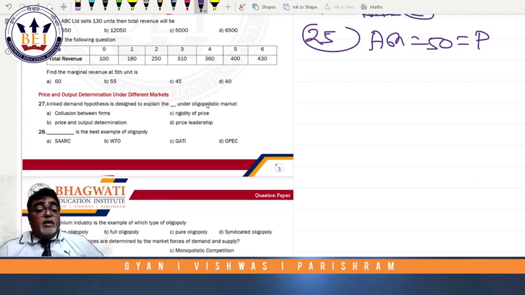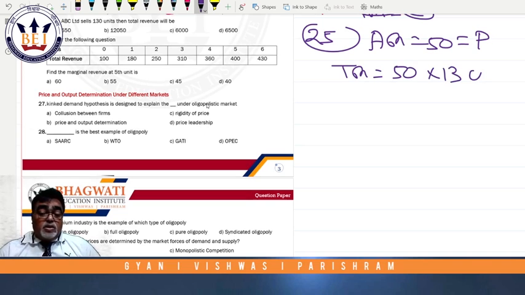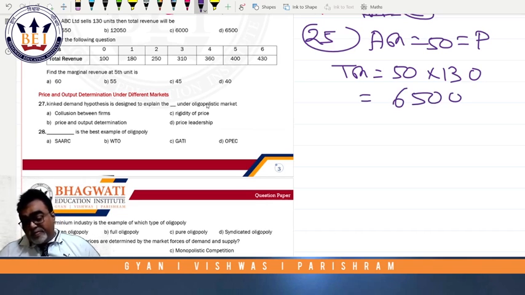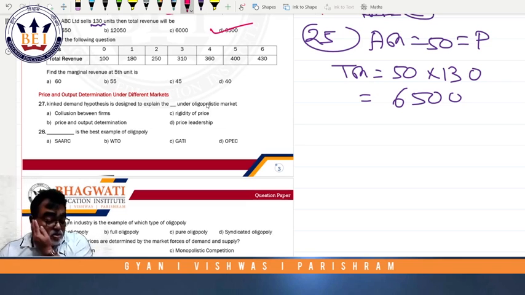So obviously, we should take the new total revenue as 50 into 130. How much is it coming? Answer should be 6500. For the 24 and 25 linked question, from 24 we found out average revenue, and they have said ABC Limited 130 units, its price obviously remains the same, otherwise they would have to change this. So my answer for 25 is 6500.